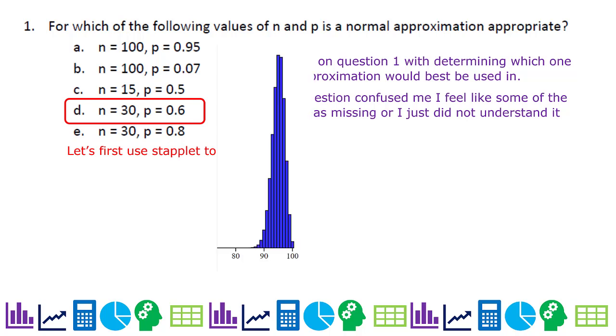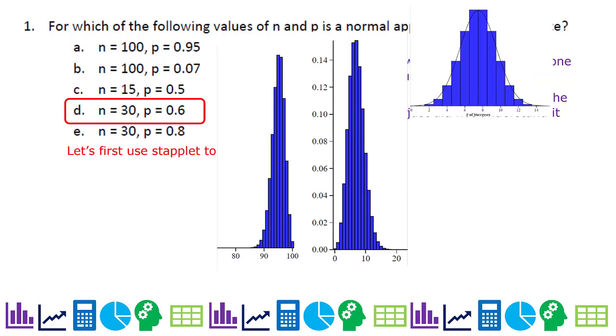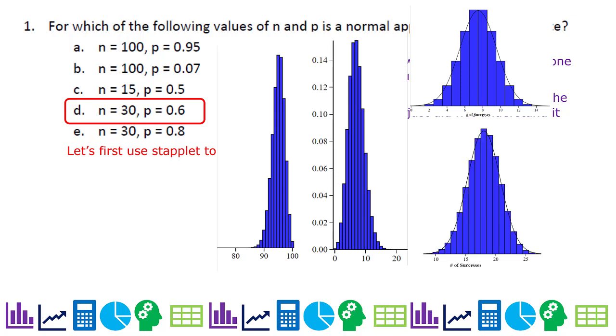But here, let's go. So I put the values in and I get for n is 100 and p is 0.95. You can see that there's definitely some skew to the left. For n is 100 and p is 0.07, there's some skew to the right. For n is 15 and p is 0.5, it looks symmetric. It's looking a little close, but it's a little chunky. For n is 30 and p is 0.6, then you can see how it's hugging the more normal curve more.